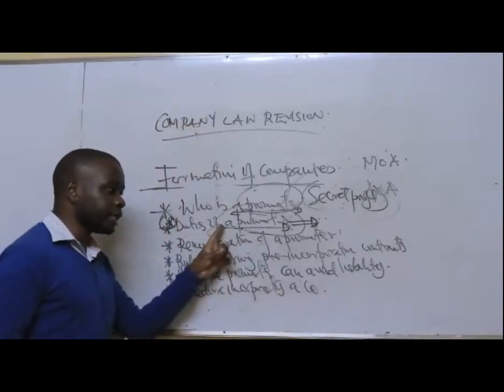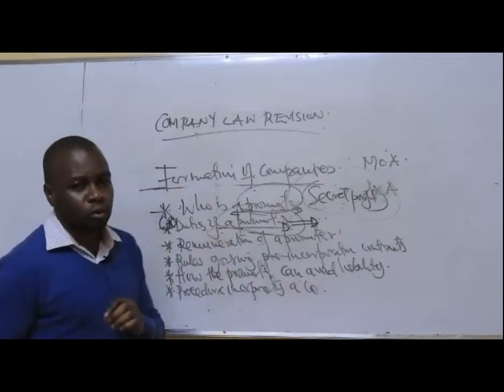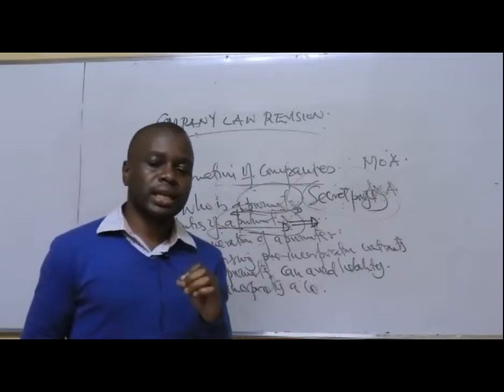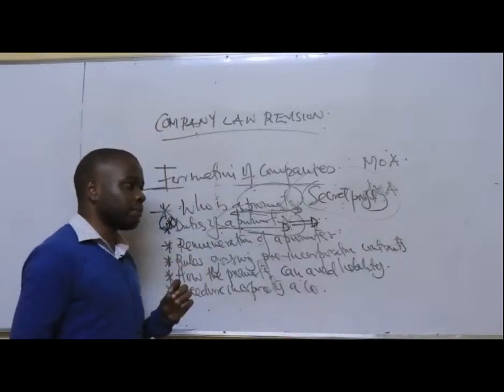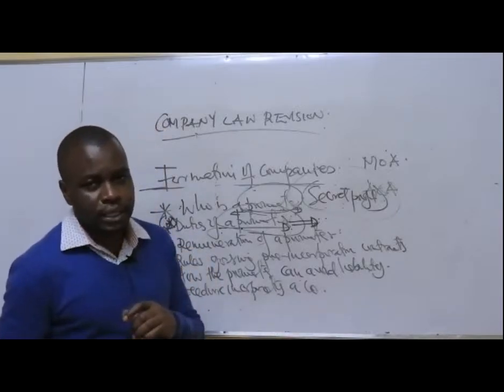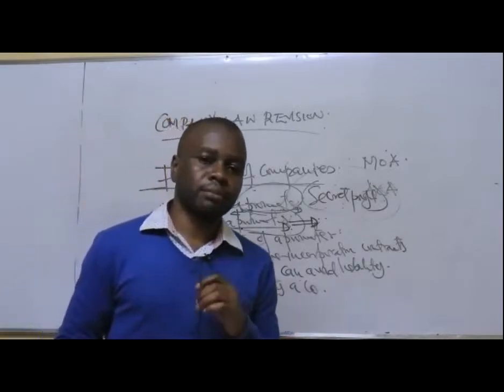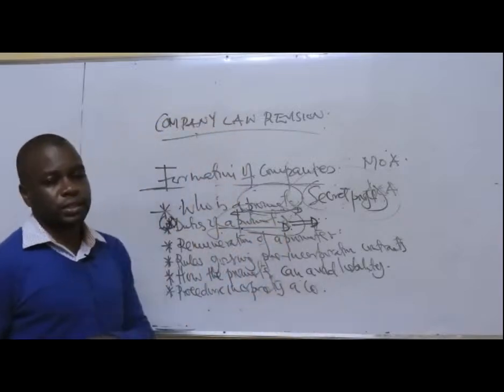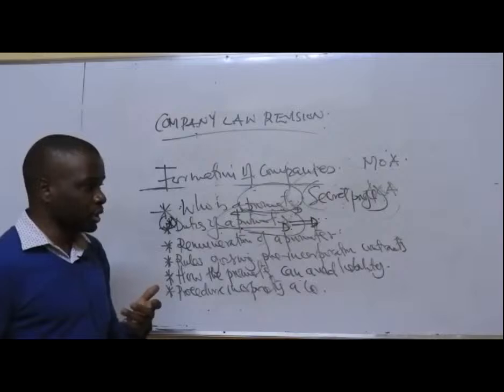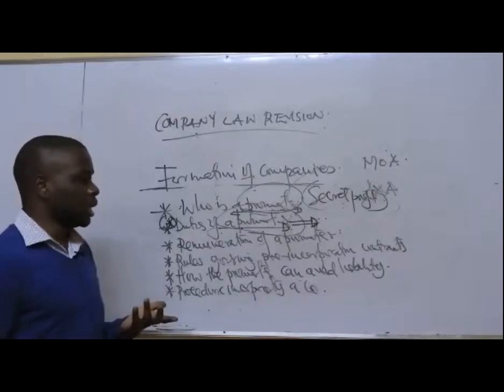He has a fiduciary duty always to act in good faith. If this promoter sells an asset to the company at a profit, these profits must be revealed to the company. Failure to reveal the profits, they'll be taken as being secret profits, and the company has a right to recover the secret profits. That is a point that should go home.